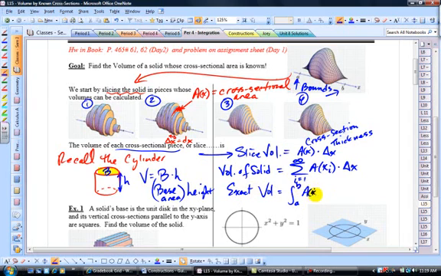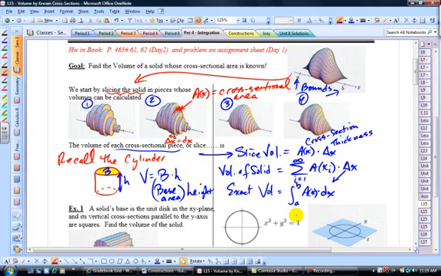Of A of x, which is just your cross-sectional area, which is going to be found by basic geometry formulas from the past that you already know. Whoops, not an equal sign there. Times the thickness, which is going to be dx. Now your delta x in the integral is your dx. Okay, so A of x is the cross-sectional area times dx. That's going to be your thickness, and then the integral sums them up from a to b.